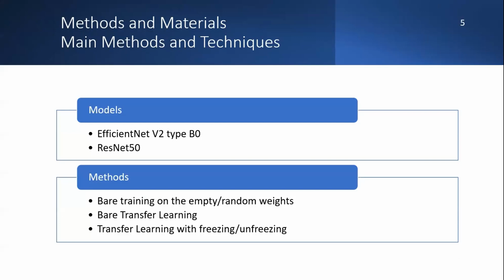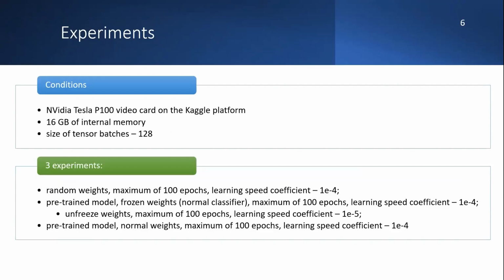According to the goals of the work, we have selected EfficientNetV2 type B0 and ResNet50 as the models to be evaluated, and decided to test them by three methods of training CNNs, including training the model from scratch, fine-tuning the pre-trained model, and transfer learning. We have used a Kaggle GPU as free and powerful computing power. This GPU has a memory of 16 gigabytes. This was the main restriction for processing only 128 images at once.